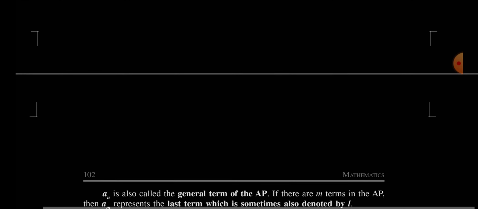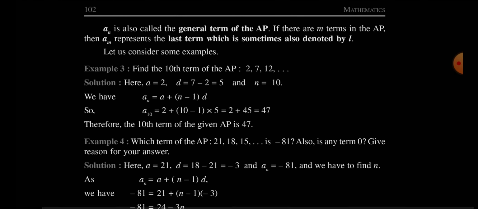Looking at this pattern, we can say that the nth term an is equal to a plus (n minus 1) d. So the nth term an of the AP with first term a and common difference d is given by an is equal to a plus (n minus 1) d. an is also called the general term of the AP. If there are m terms in the AP, then am represents the last term, which is sometimes also denoted by l. Let us consider.